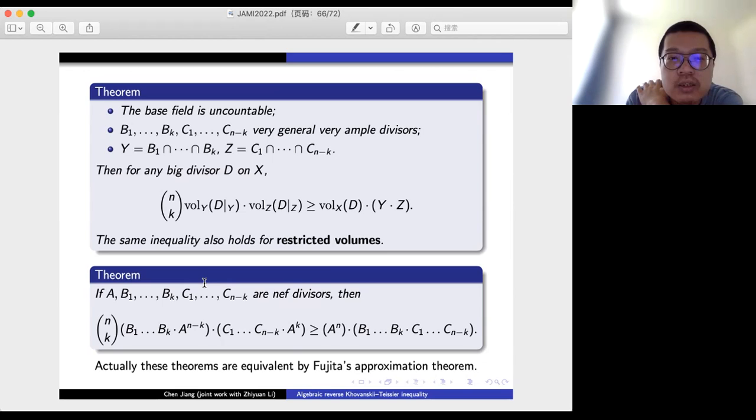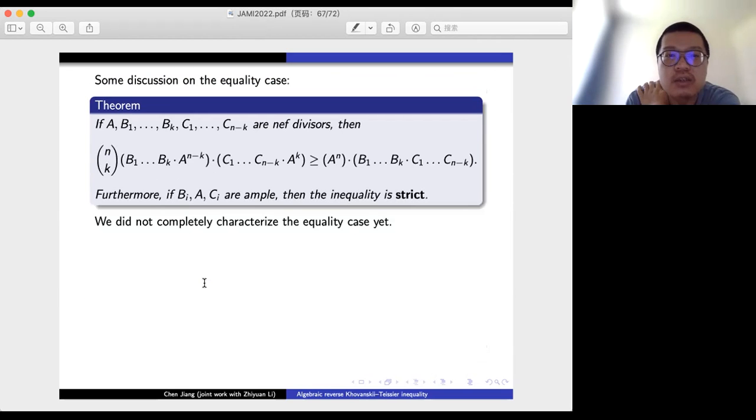Okay, so then in the end, let me discuss a little bit about the inequality case. As I said, we can show that when all the divisors appearing in the inequality are ample, then this inequality is strict. But I'm not sure if this can be relaxed to only assuming A, B, and C to be big. Yeah, actually, in the proof, we need at least the sum of B to be ample.